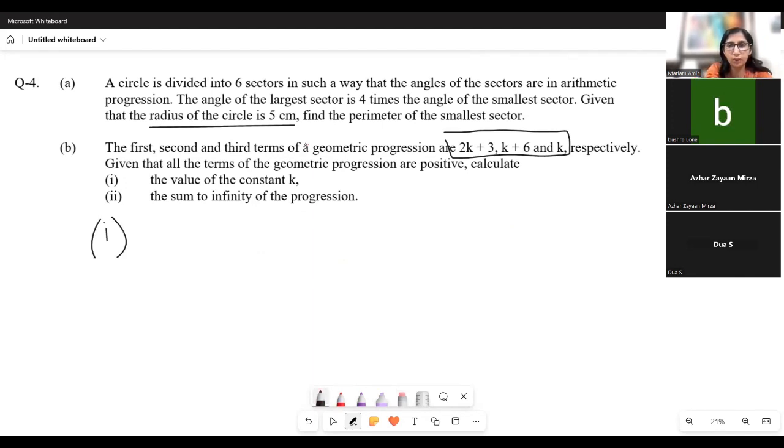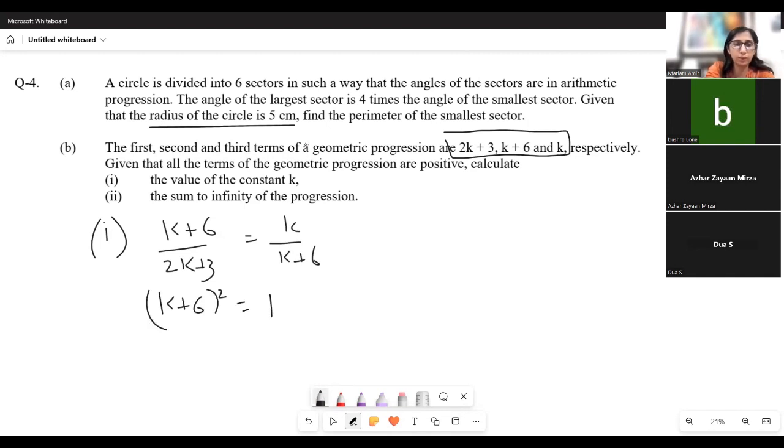Okay. So we have k plus 6 upon 2k plus 3 equals k upon k plus 6. Cross multiply, I'm getting k plus 6 whole square equals 2k square plus 3k. Expand the bracket using the formula. Azhar, can you expand k plus 6 whole square?